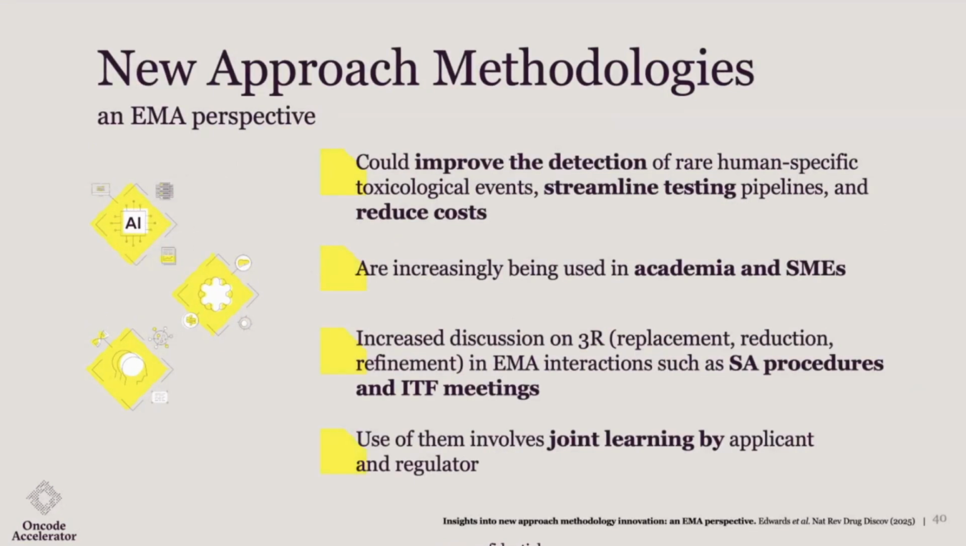So new approach methodologies. Not only are we working with organoids, which is a new approach methodology, but there's also an ongoing tendency of increased interest in this platform technology worldwide, but also from EMA. A recent study has shown the evaluation from an EMA perspective, and it shows that these methodologies can improve the detection of human toxicological events, streamline the pipeline, but also reduce the costs. So they are increasingly being used in academia and in small and medium enterprises. And the amount of discussion on 3R, for example, in ITF meetings and scientific advices is increasing. But it also shows that these discussions lead to joint learning for both the regulator as well as the applicant.